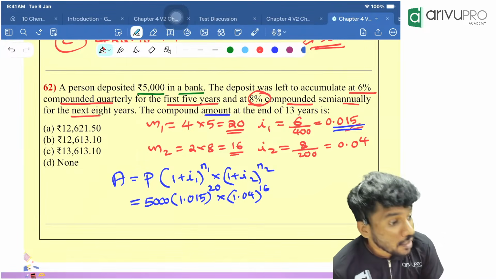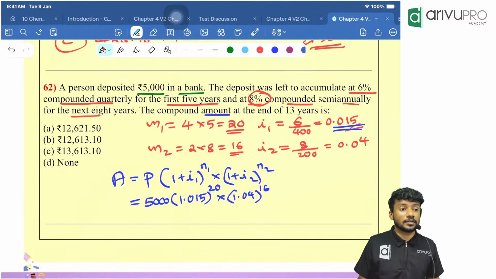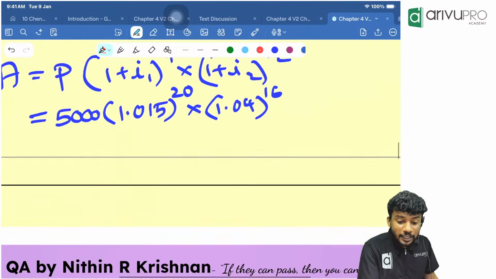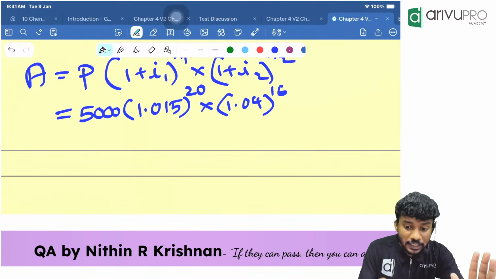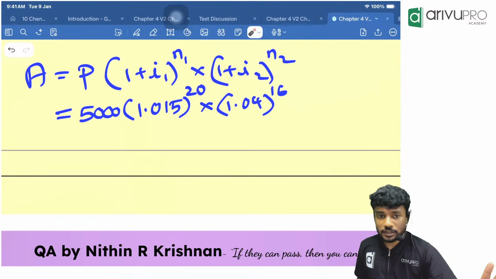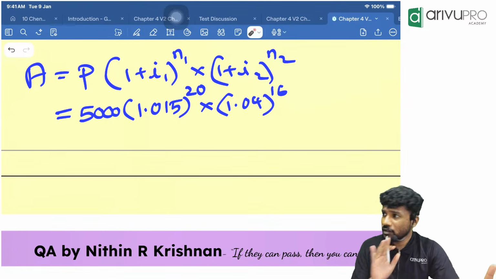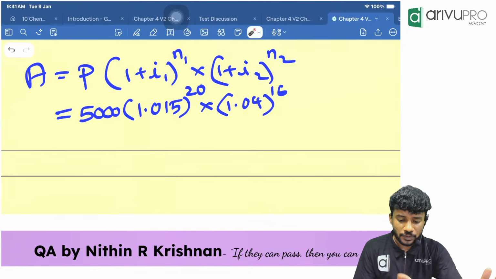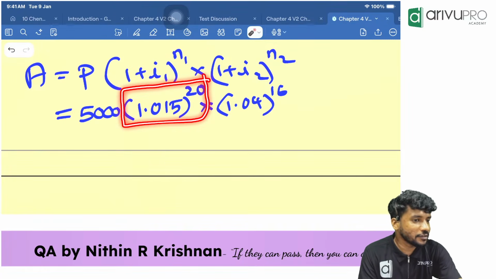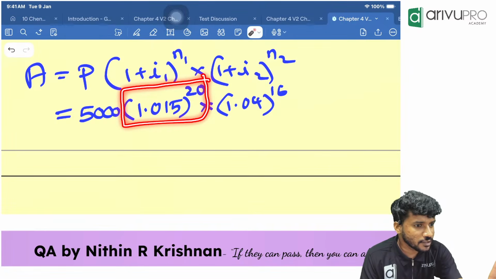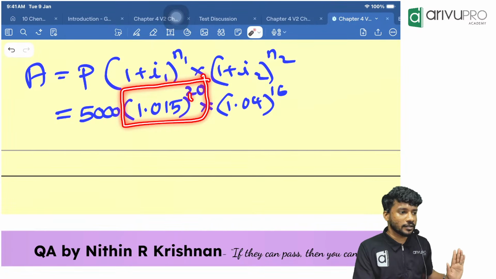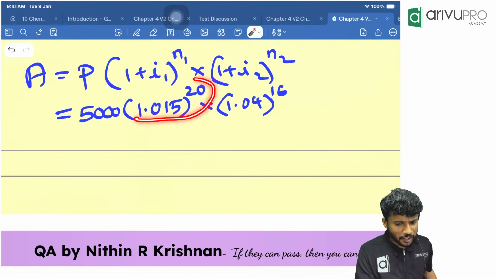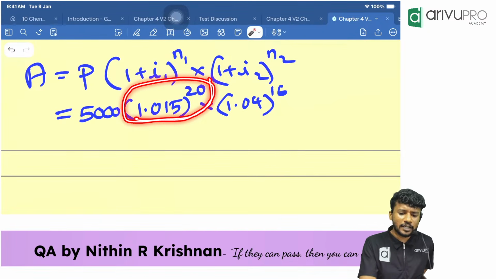Now I will teach you the new calculator technique. Whenever powers are getting multiplied, I will teach you how to find it in the calculator. First, I will just give a small glimpse about it. The glimpse is: first we find the bigger value. Always find the bigger value first, then save it in the calculator memory. So what I will do is find this particular value, 1.015 the whole power 20.